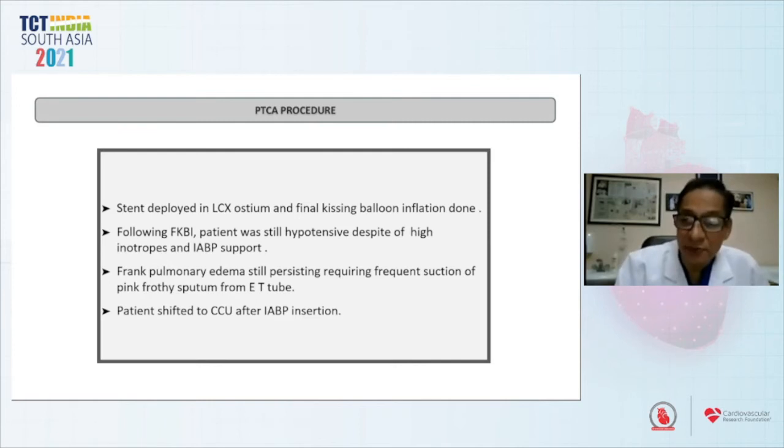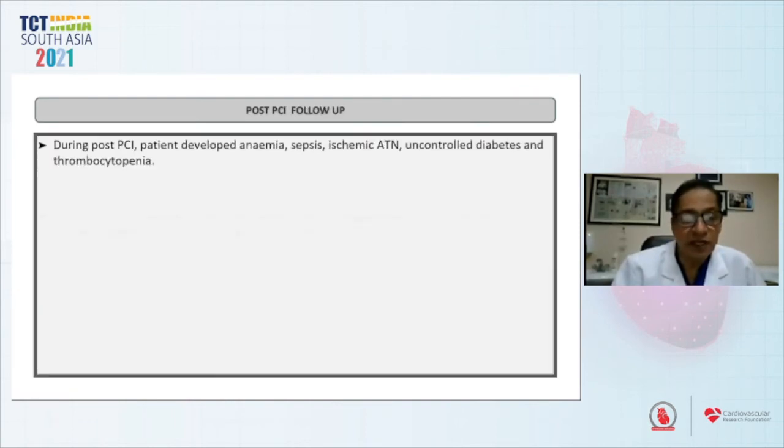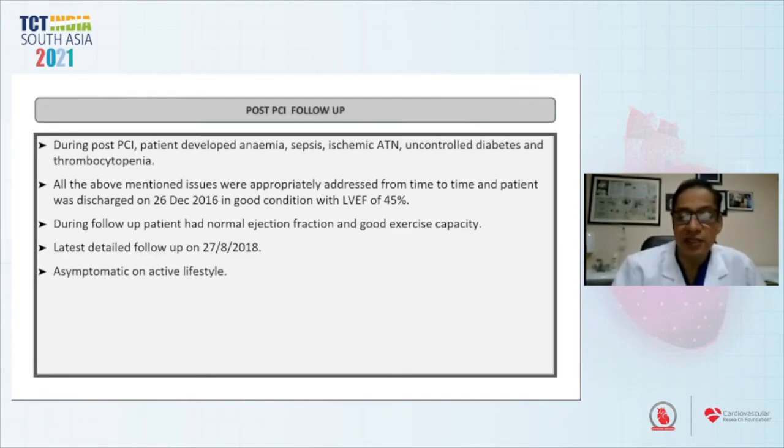And within 6 minutes of that intervention also, when the patient was taken off, on the table itself, he had to be intubated, and an intra-aortic balloon pump was placed, after we completed the stenting. But still the patient was in frank pulmonary edema, the pressure was around 80/50, then he was shifted to ICU, and then all expected problems, including anemia, sepsis, ischemic ATN, uncontrolled diabetes, thrombocytopenia, everything happened.